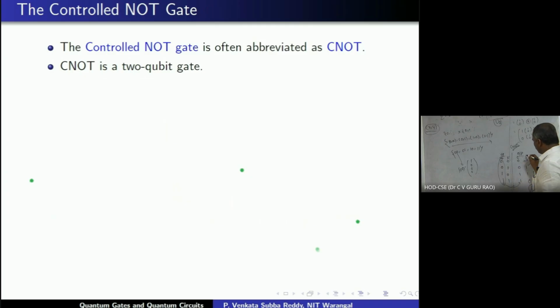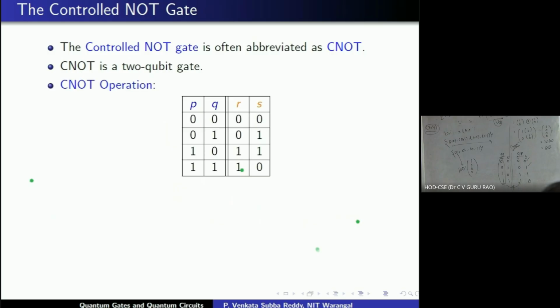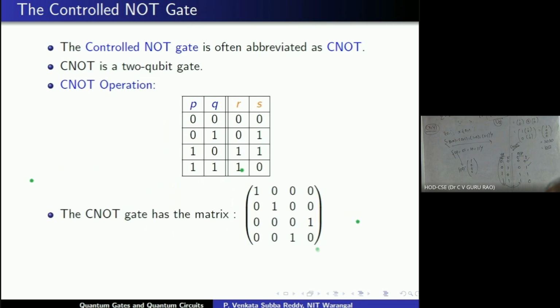Here also control, this is target. Control, target, control, target. Control is the same on both the input side and the output side. The target in the output is flipped if the control in the input is 1. That's all, no? Okay. So this is the operation. This should be a 4 by 4 matrix. Why?